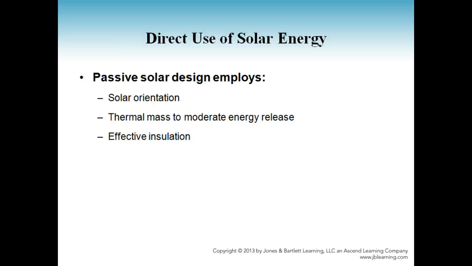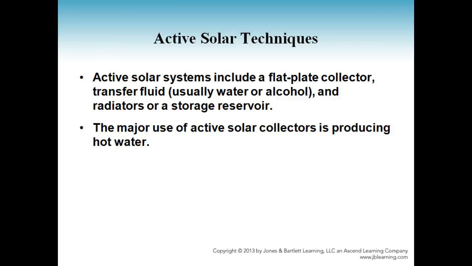Passive solar design employs solar orientation of whatever is capturing the energy, and then thermal mass to moderate energy release after the energy has been transferred. It also requires effective insulation. Active solar systems include a flat plate collector, transfer fluid, some kind of water or alcohol, and radiators or a storage reservoir for the heat. The major use of active solar collectors is producing hot water.